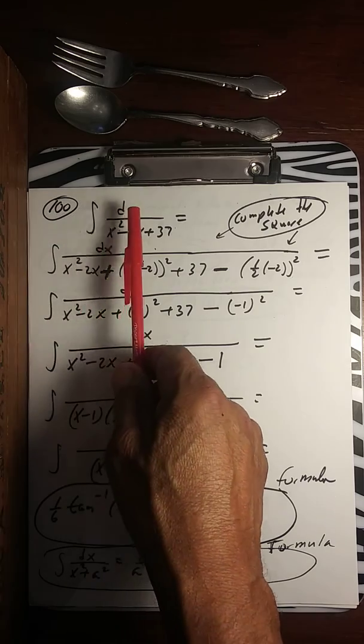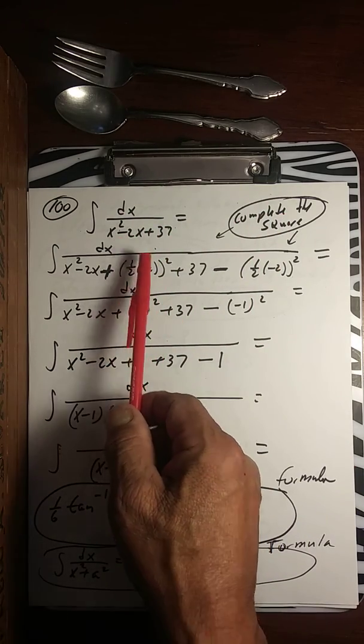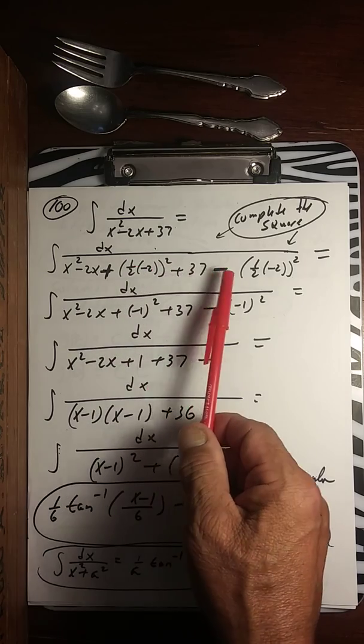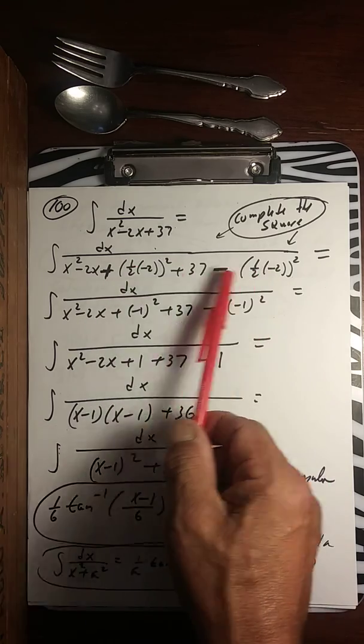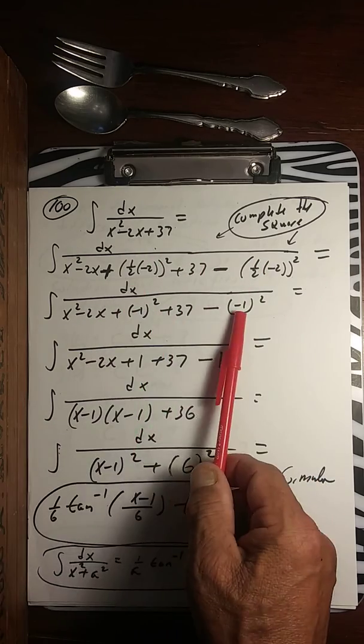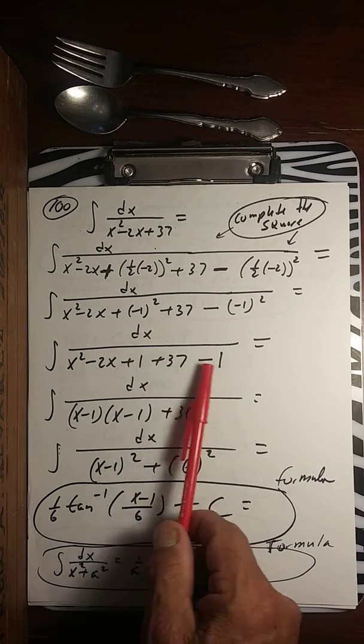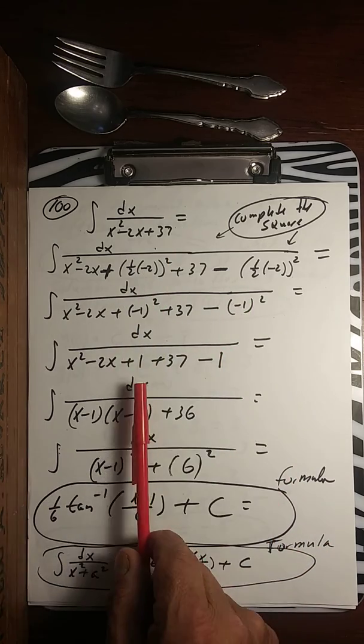The integral dx over this: complete the square. Completing the square means take half of this number, square it, and subtract it. So this plus this minus this is gone. Now half of this is negative 1, and negative 1 squared is plus 1. So you have 1 minus 1, which is the same thing as the original problem.